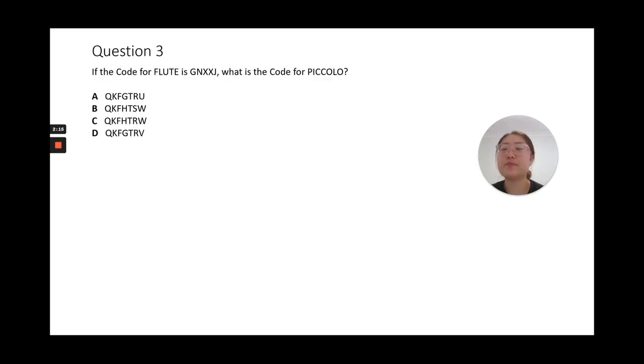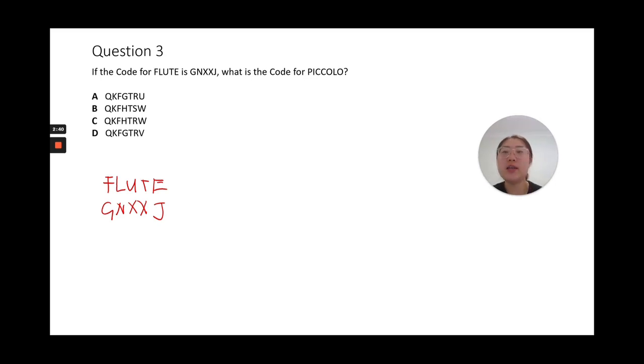Question 3, we need a code for the word, okay? We have the word flute, and the code for flute is GNXXJ. Since X represents two letters in this case, you know that the pattern is not moving in equal fashion. It's not like A is equal to M, B equal to N, and so on. It's kind of going forward.